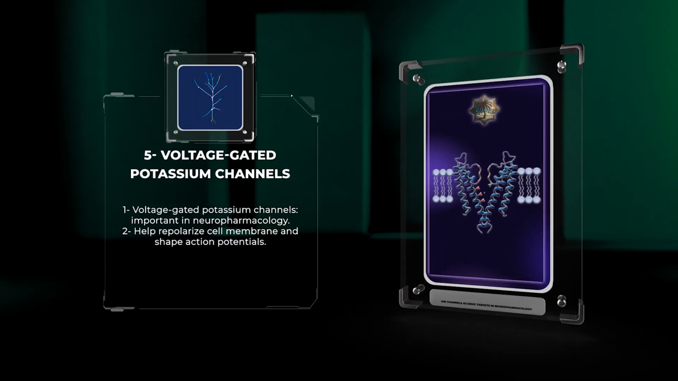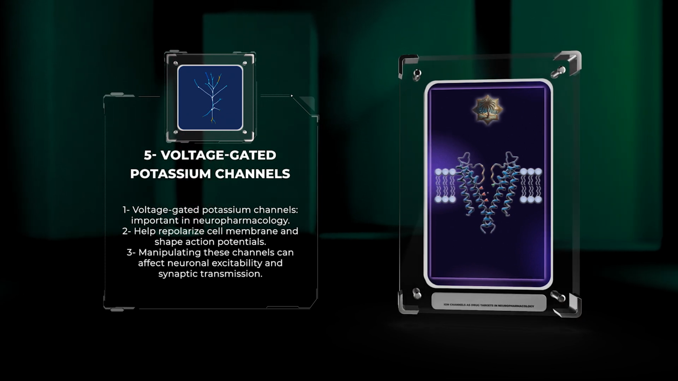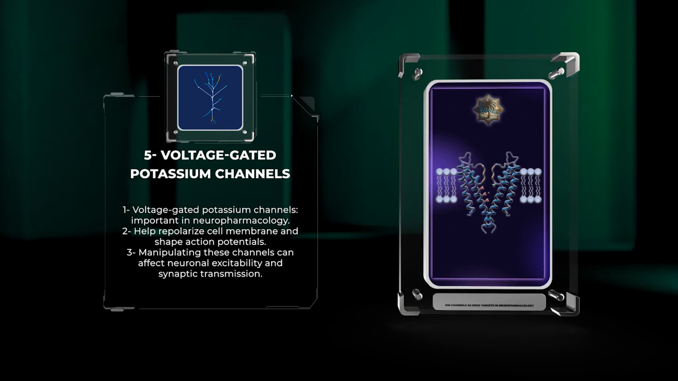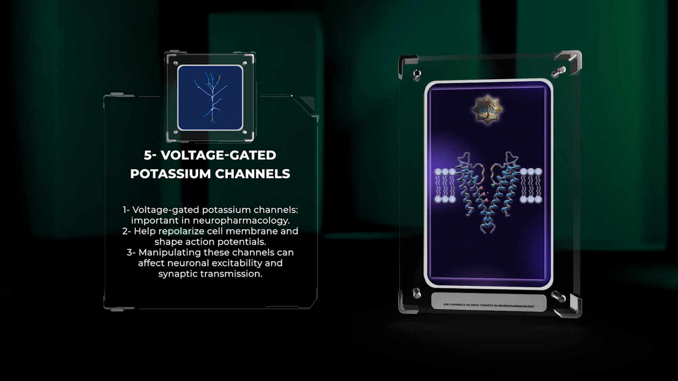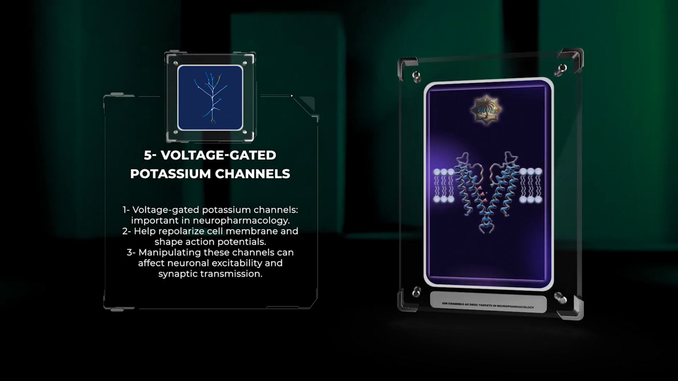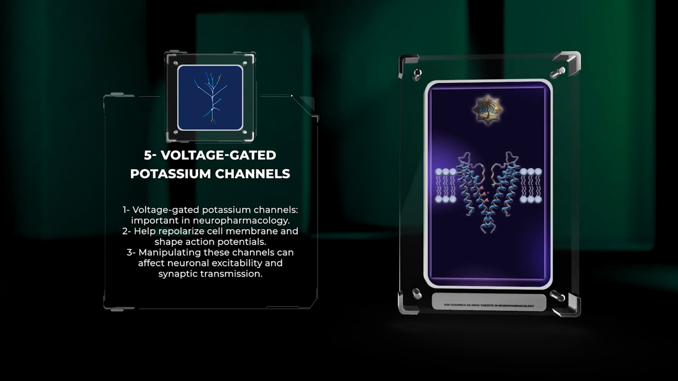Voltage-gated potassium channels are important in neuropharmacology. They help in repolarizing the cell membrane and shaping action potentials. These channels consist of alpha subunits and auxiliary subunits. Manipulating them can affect neuronal excitability and synaptic transmission. Potassium channel openers like minoxidil treat hypertension, while certain toxins can disrupt neuronal function.